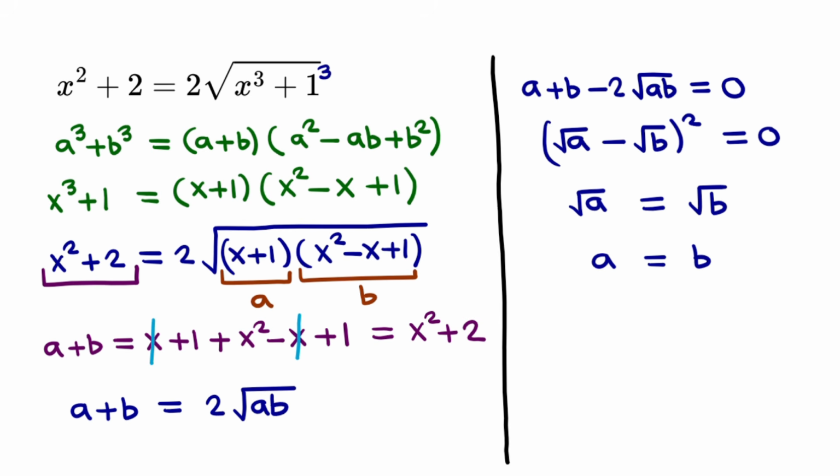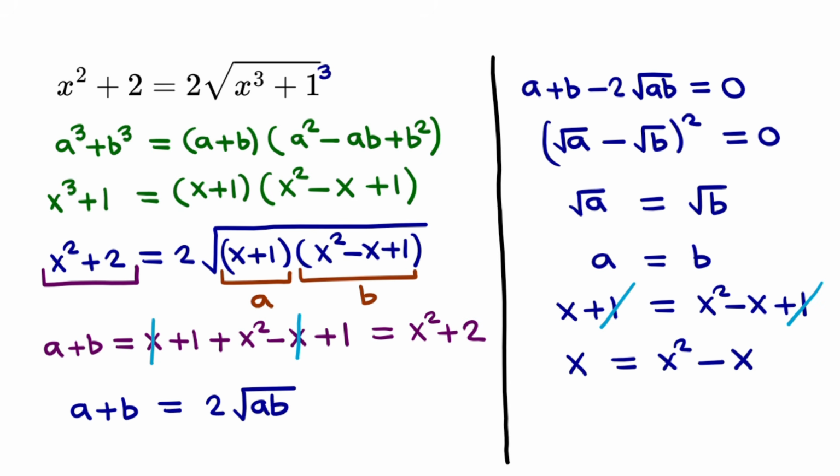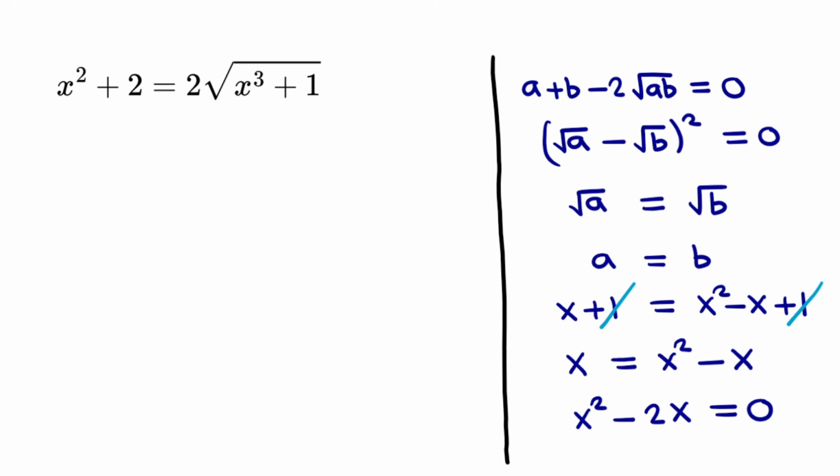Now, replace a and b with their original expressions. We get x plus 1 equals x squared minus x plus 1. Notice that both sides contain a plus 1. Subtract 1 from both sides, and they disappear. That leaves us with x equals x squared minus x. Move everything to one side. We get x squared minus 2x equals 0. Now factor out x. We have x multiplied by the quantity x minus 2 equals 0.